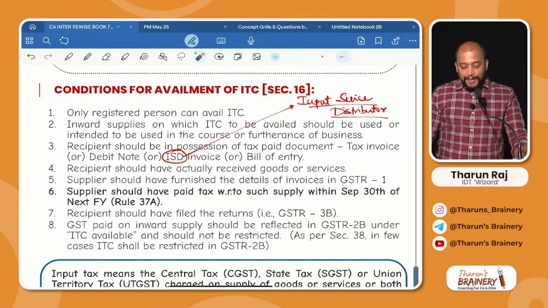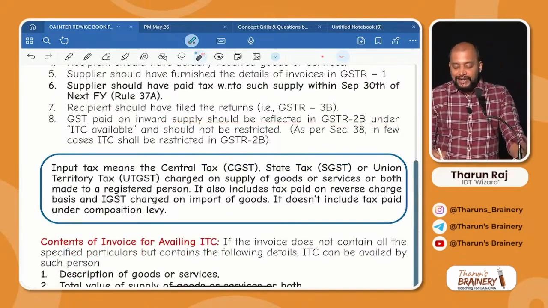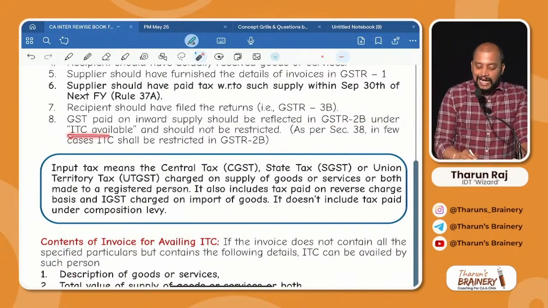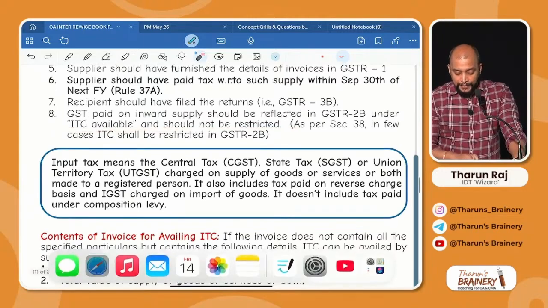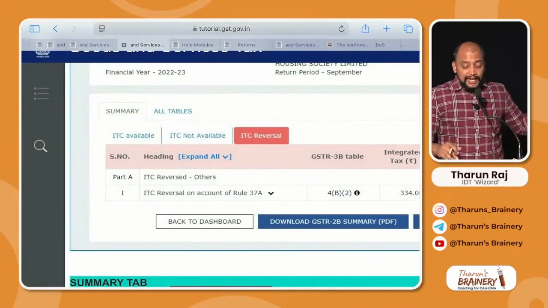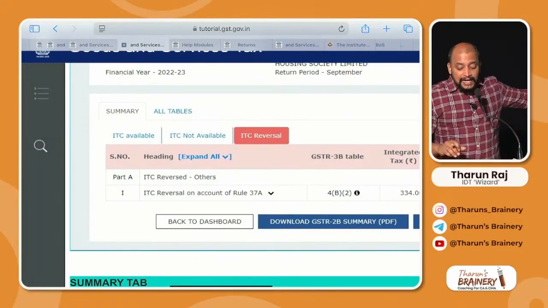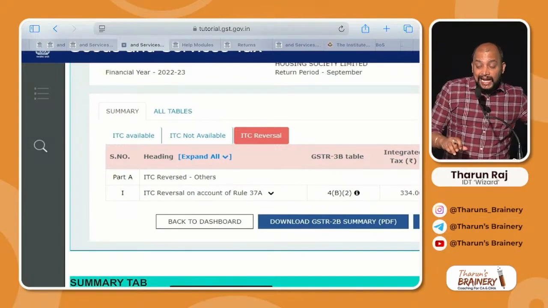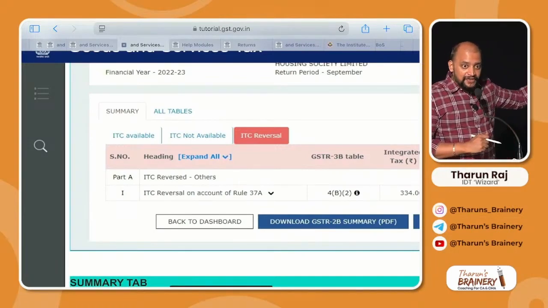Then the supplier has one more liability also. GST paid on inward supply should be reflected in 2B under ITC available and should not be restricted. What does it mean? If you see here in GSTR 2B, there are 3 columns: ITC available, ITC not available, ITC reversal. If it is there in ITC available only, we can take.